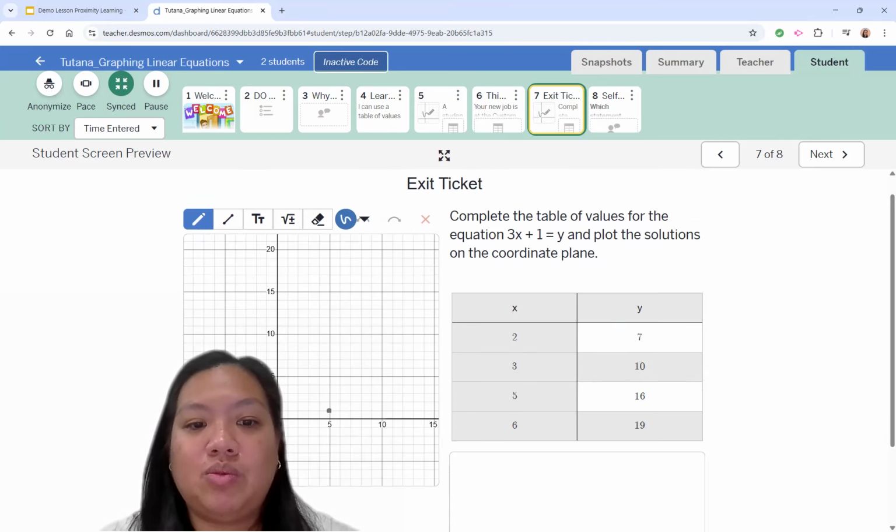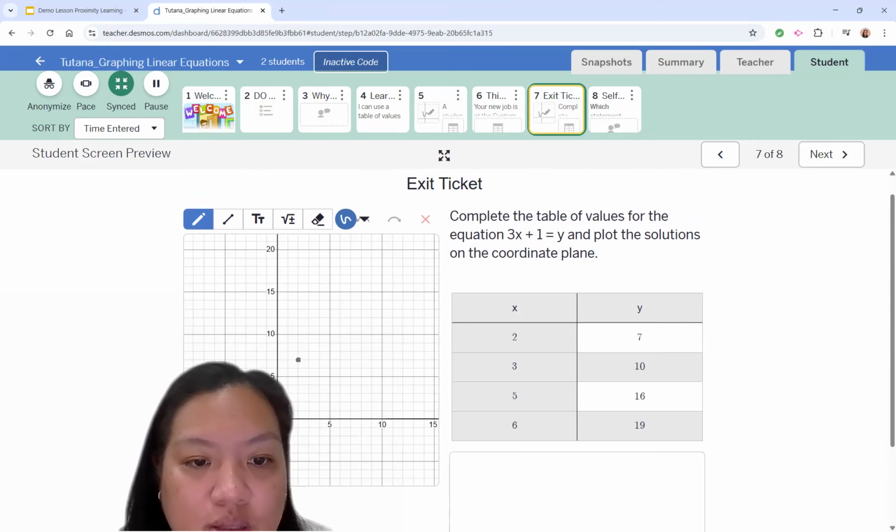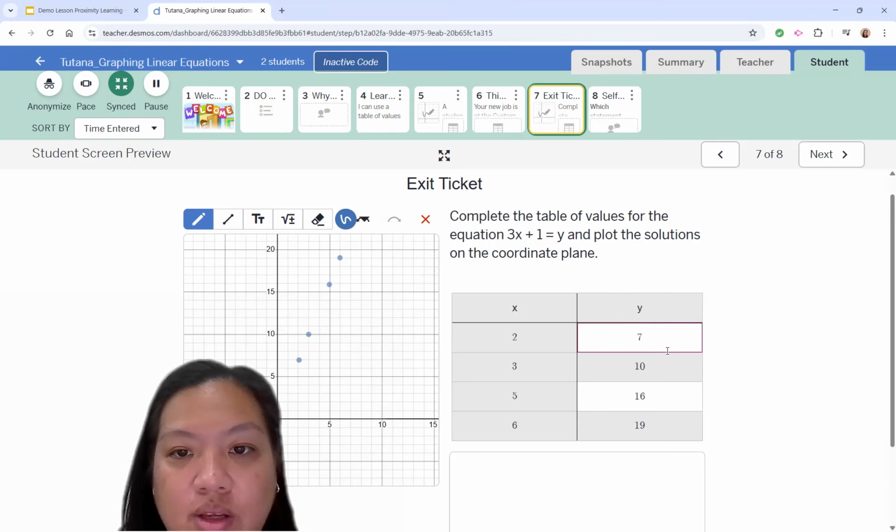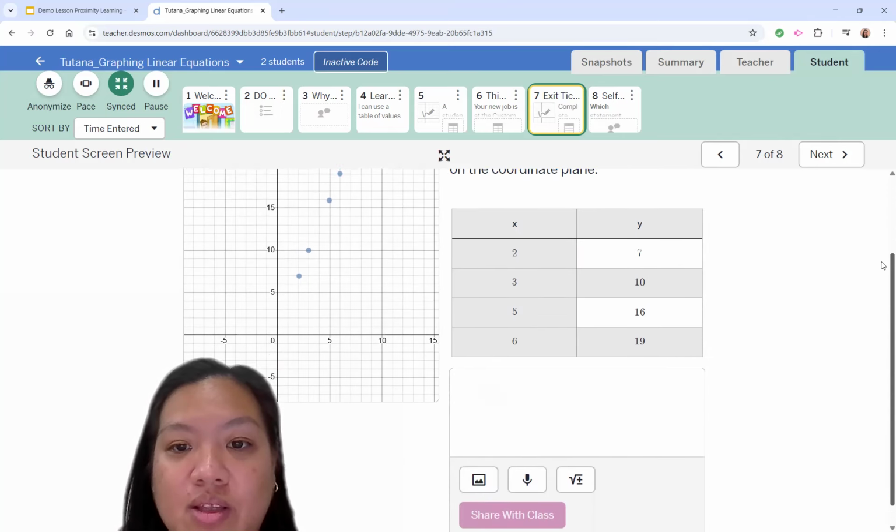And then let's plot this one. So 2, 7. And then 3, 10. 5, 16. And then 6, 19. There we go. So you can see it forms a straight line, right?